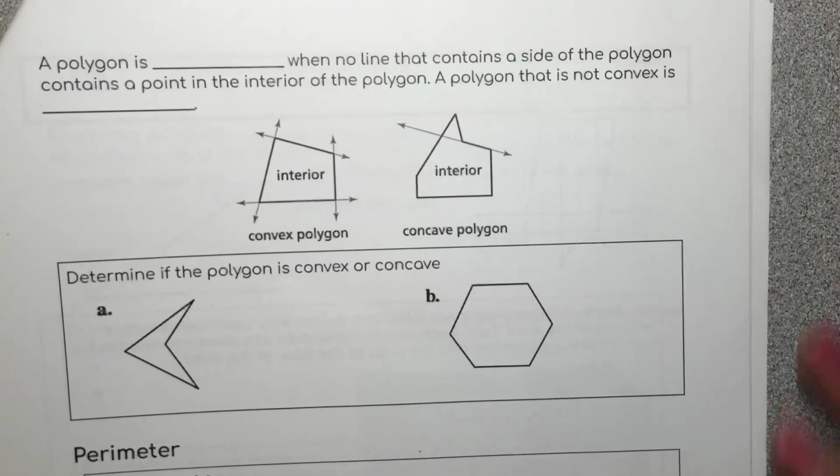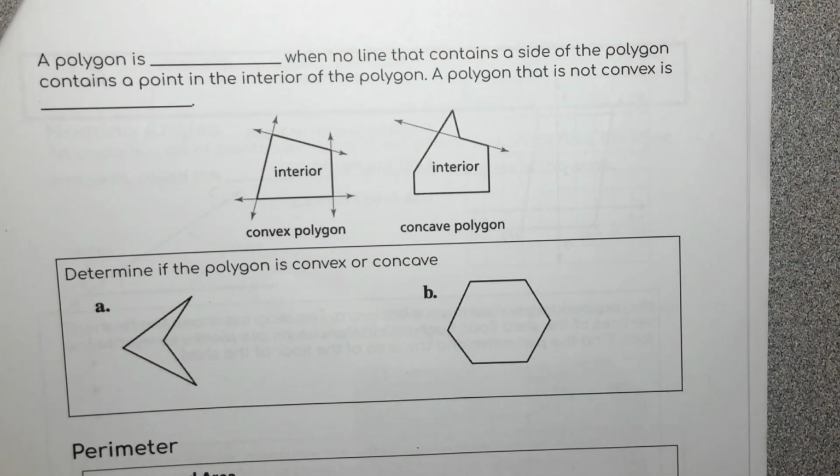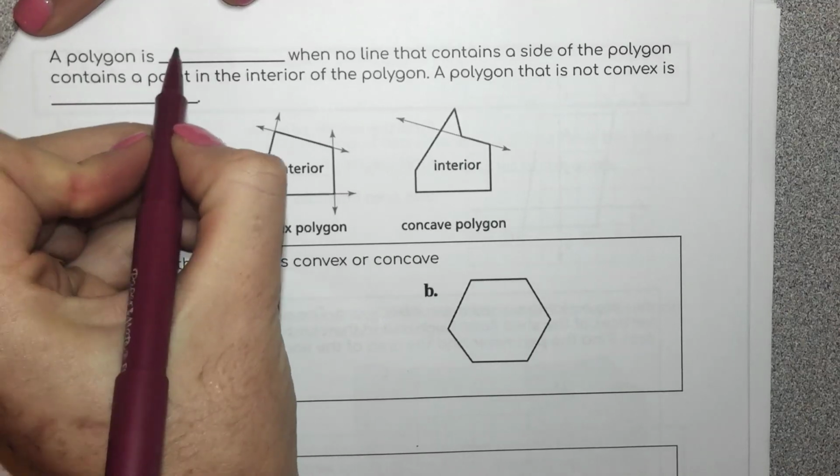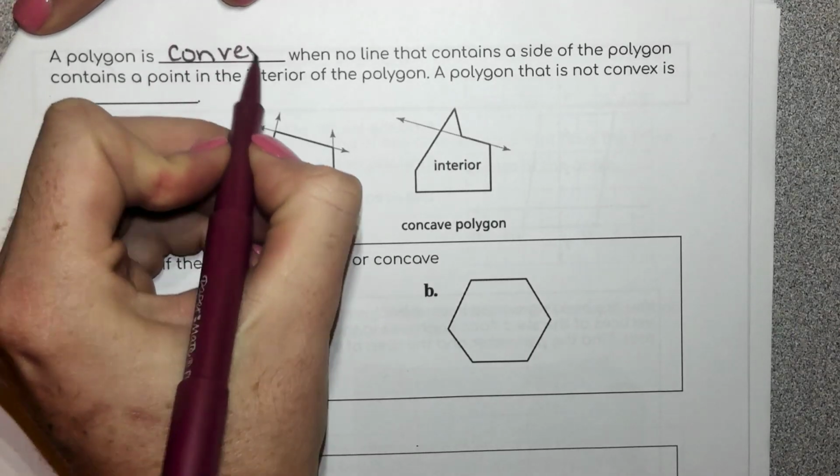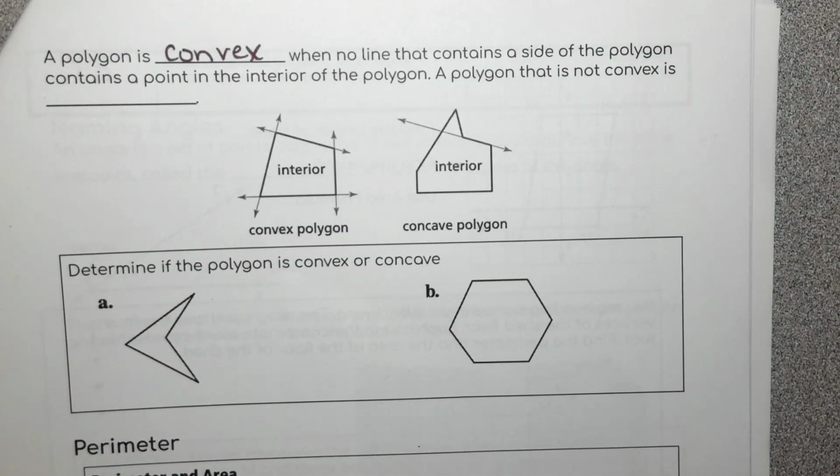Alright, a polygon is, let's see, what am I doing first? Convex. C-O-N-V-E-X, convex. When no line that contains a side of the polygon contains a point in the interior of the polygon. A polygon that is not convex is called concave.